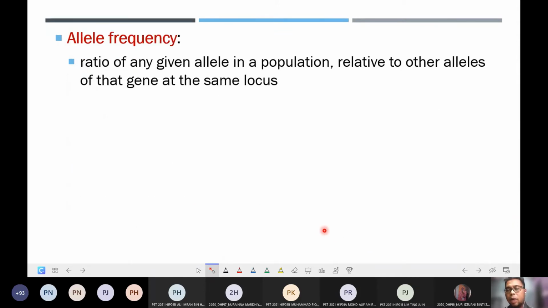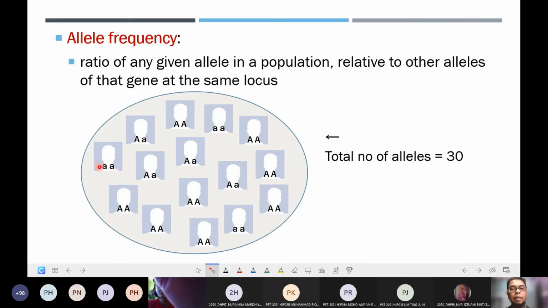And the next term that we have to know will be the term of allele frequency. Okay, the frequency of alleles, in which we just want to know in a population how many will be the dominant allele and how many will be the recessive allele. So basically, we are talking about the ratio of any given allele in a population relative to the other alleles lah. Let's look at this example again.